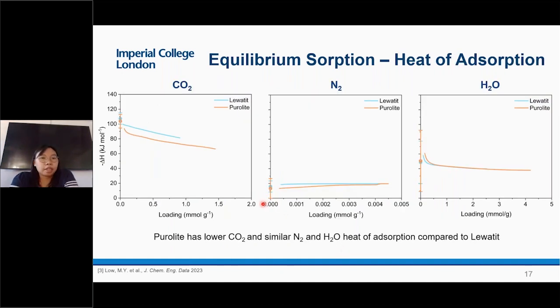And then lastly, we also calculated the heats of adsorption for CO2, nitrogen, and water. You can see that Purolite has a slightly lower CO2 heat of adsorption compared to Lewatit, but it's pretty similar between both for nitrogen and water. With the lower CO2 heat of adsorption, it potentially could take less energy to remove the CO2. And again, that could be beneficial on the cost side of running the process.